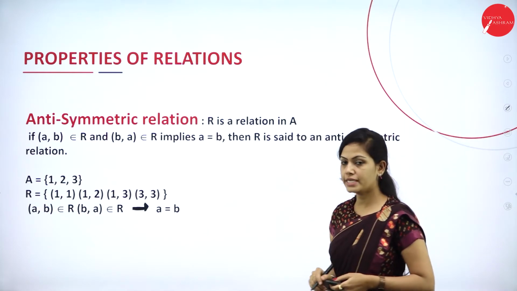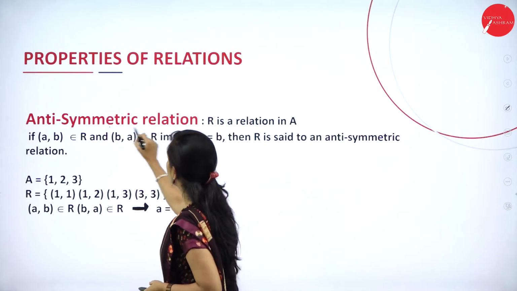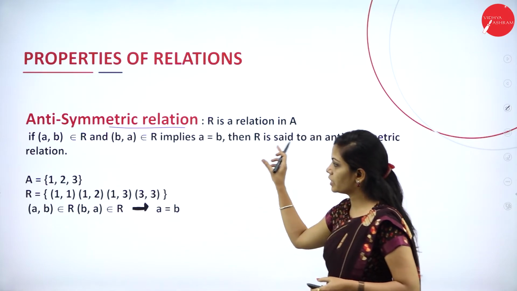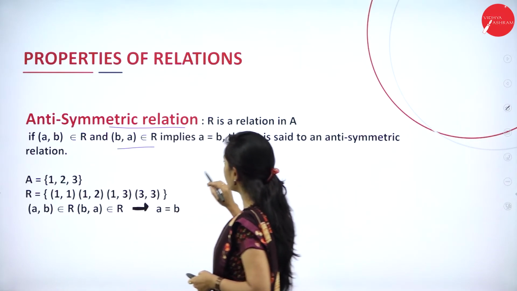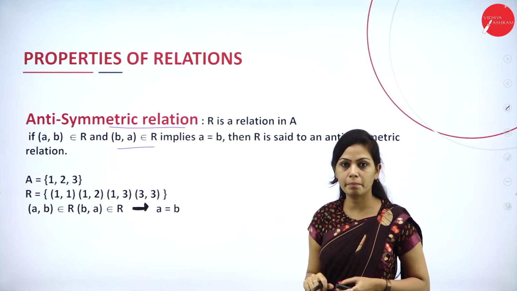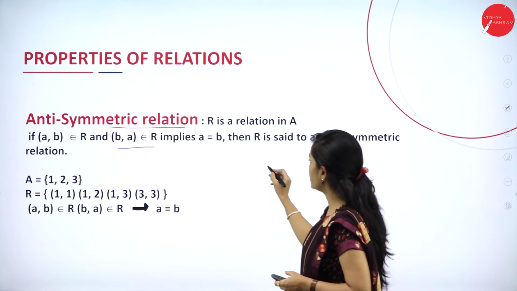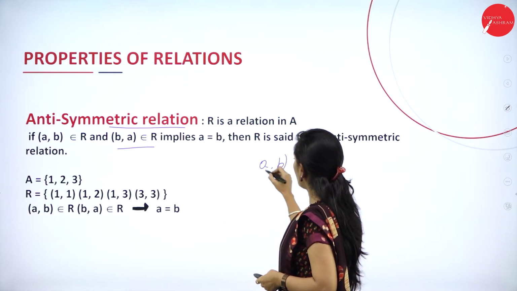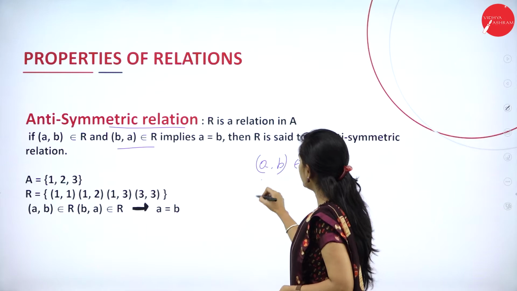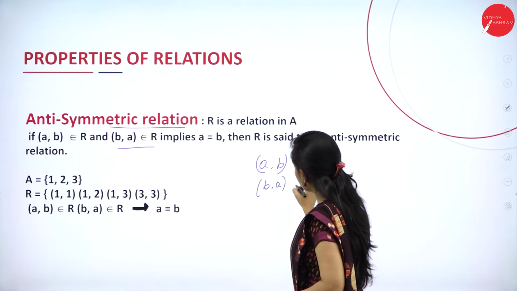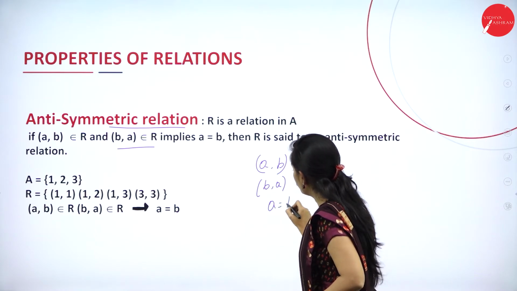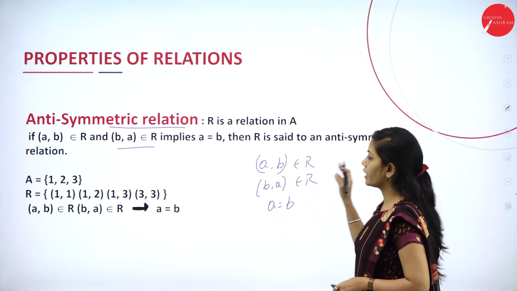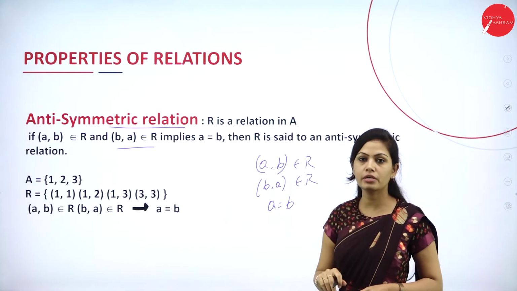And the next property is antisymmetric relation. R is a relation in set A. (a,b) belongs to R and (b,a) belongs to R implies a is equal to b. If your condition is (a,b) belongs to R and (b,a) also belongs to R, and it is satisfied that a is equal to b also, then we can call it an antisymmetric relation.